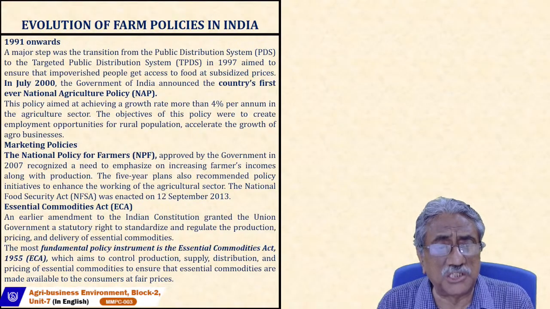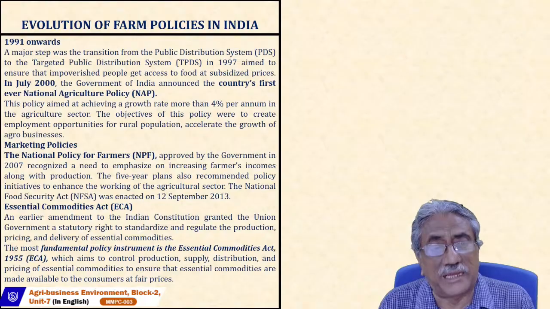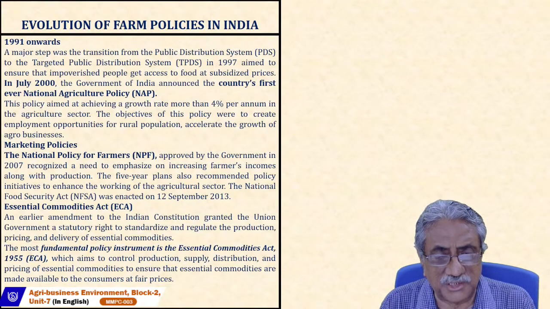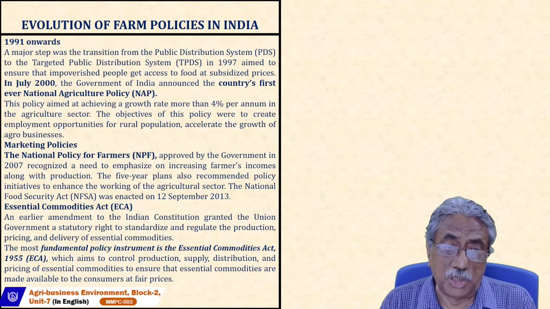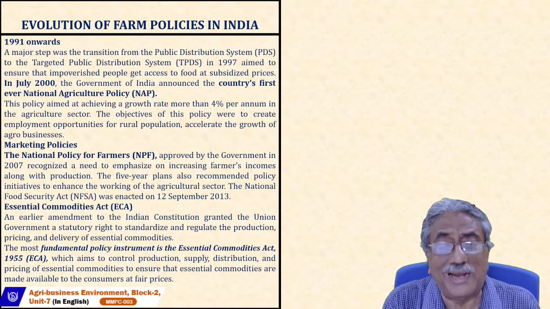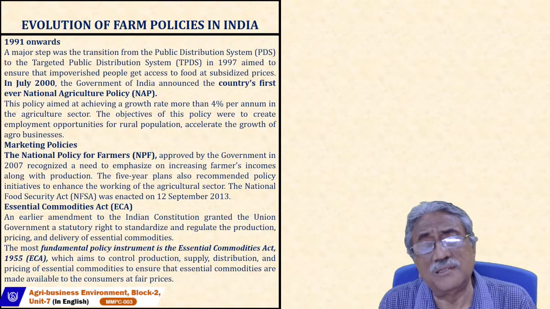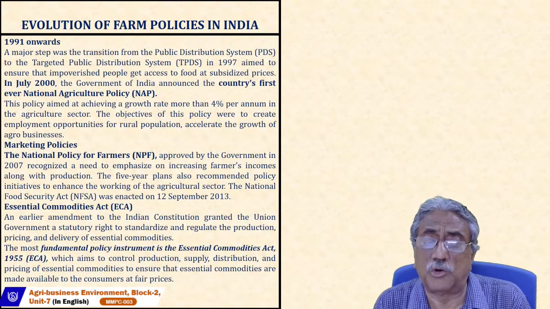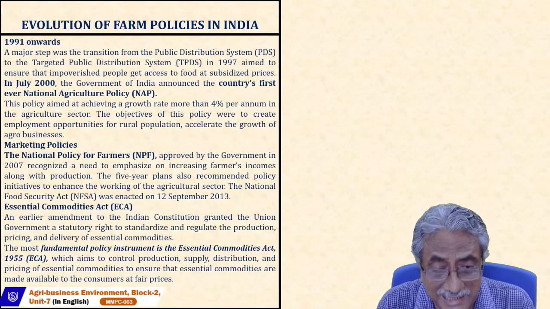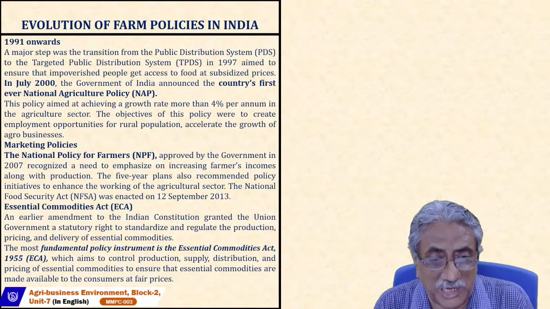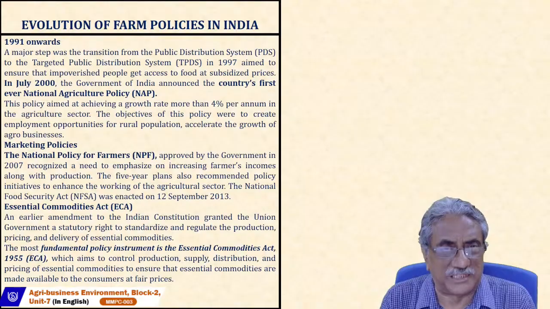So the fundamental policy instrument is the Essential Commodities Act, which aims to control production, supply, distribution, and pricing of essential commodities. So on one hand, the farmer gets the right price for his produce. On the other hand, the urban poor and others who are not farmers get the basic essential things at a reasonable price, to ensure that essential commodities are made available to consumers at a fair price.